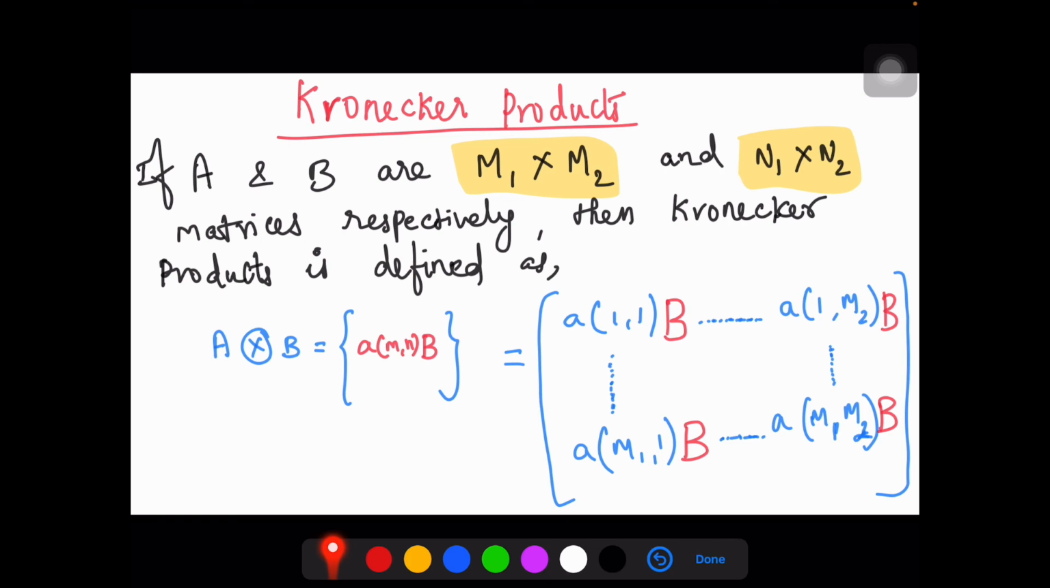When I expand it, as I told you, A is an M1 cross M2 matrix. So I'm expanding A as A1 comma 1 till A1 comma M2, and similarly down to M1. Since I have M1 cross M2 elements, I take every element of A and multiply it with the entire matrix B as it is. That's what gives you the Kronecker product.